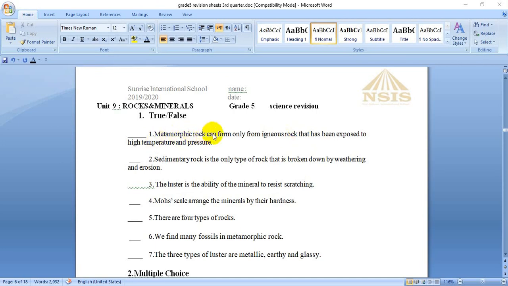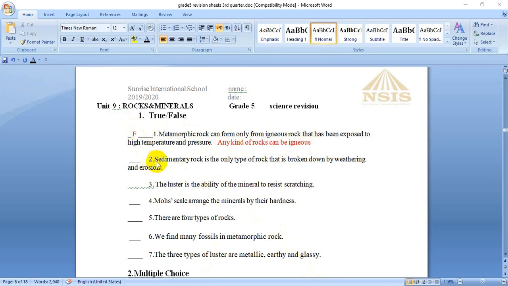Metamorphic rock can form only from igneous rock that has been exposed to high temperature and pressure. Is it only metamorphic rock that can change to igneous rock? The answer for this question will be false, because any kind of rock can change to igneous rock by melting and cooling. So instead of metamorphic we can write any kind of rock.